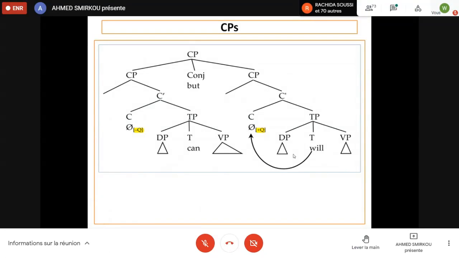So, the conclusion. Since we can conjoin a question that has a complementizer with a statement, it means that that statement also has a complementizer. So the conclusion is that from now on, we are going to use CP with all the clauses, whether it's an embedded clause or a question or an embedded question or a statement. Whenever you have a sentence or a clause, you must start with CP.